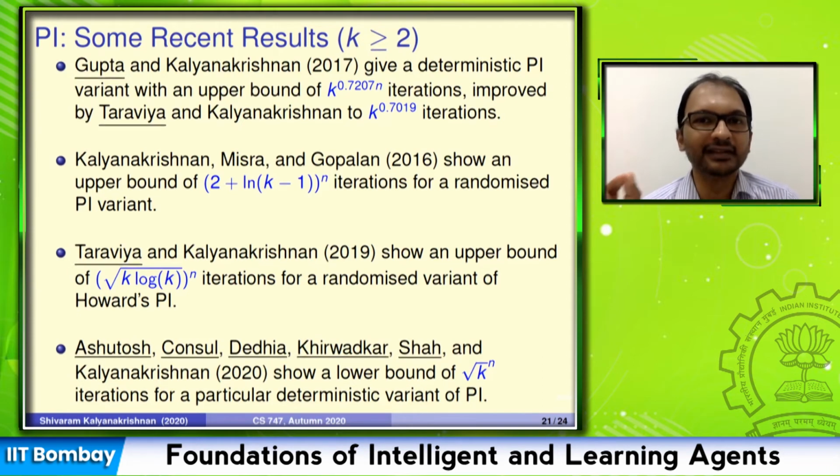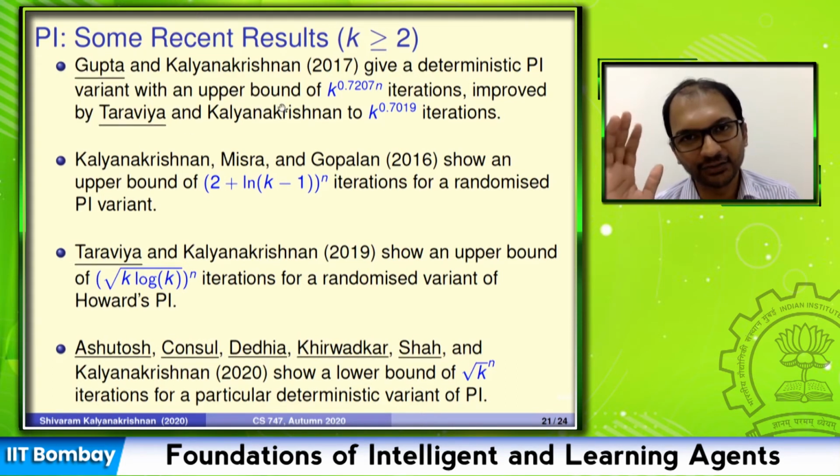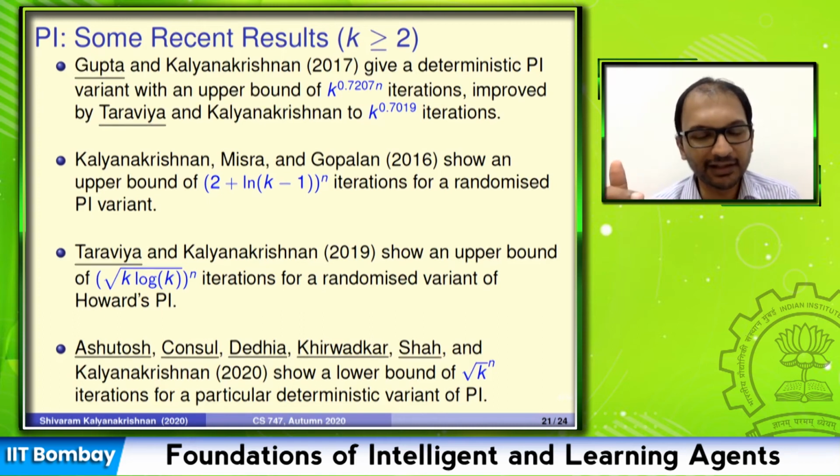If you're allowed to randomize, you can actually do better than poly k to the n. Both of these bounds are polynomial in k raised to the n. So we've shown that you can actually do order log k to the n by a simple generalization of one of the algorithms you've seen, simple policy iteration. We've shown that in simple policy iteration, if you additionally pick your improving action uniformly at random, then it will take you at most 2 plus log k minus 1 raised to the n iterations.